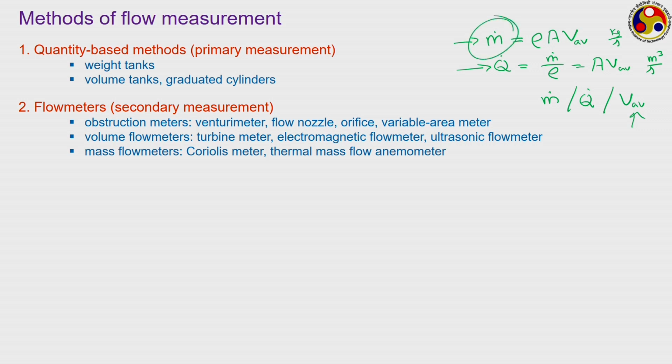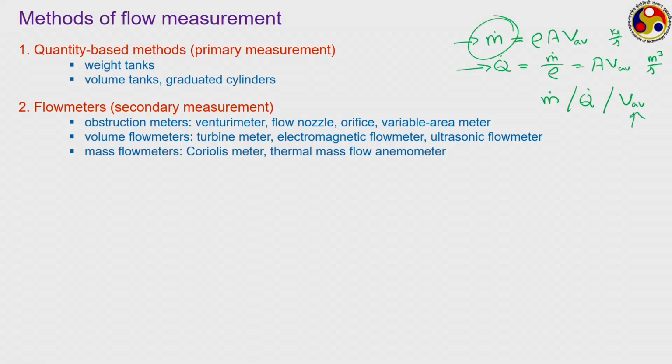We get a direct idea about the mass flow rate, and from there we can try to get back the volume flow rate using the information about the density of the fluid. Like Coriolis mass flow meter, thermal mass flow anemometer, etc. can come under this category of mass flow meters. So these all are secondary measurement.